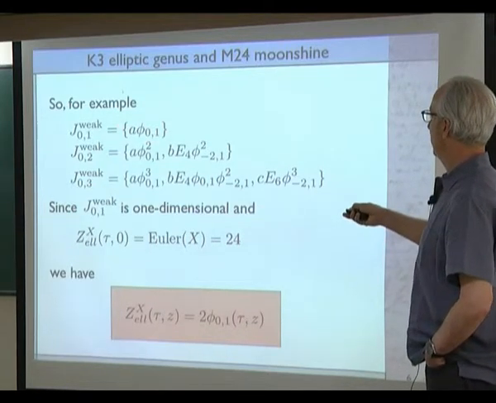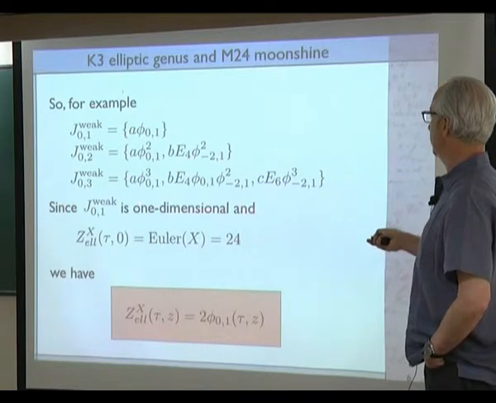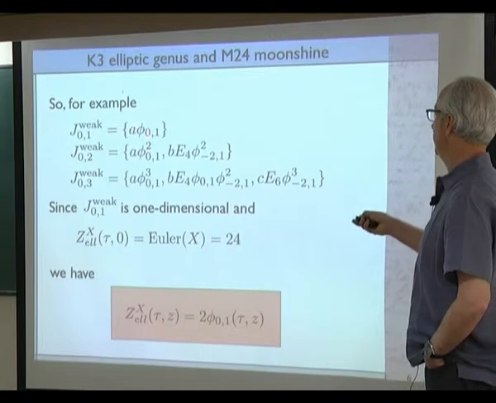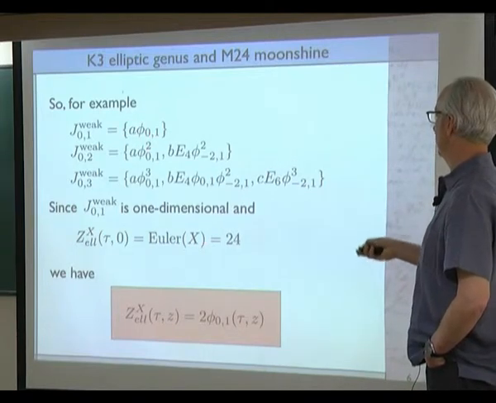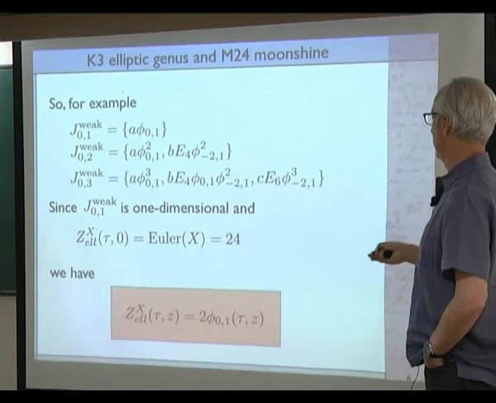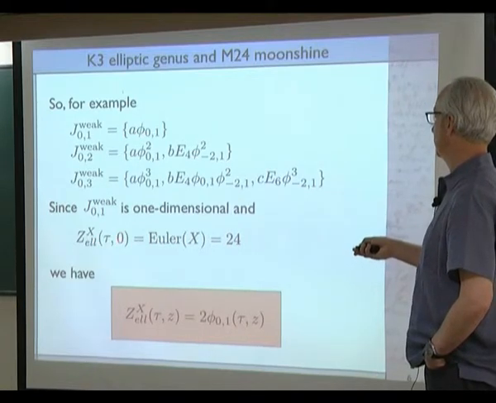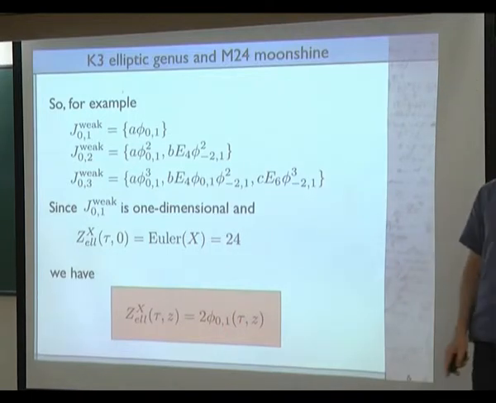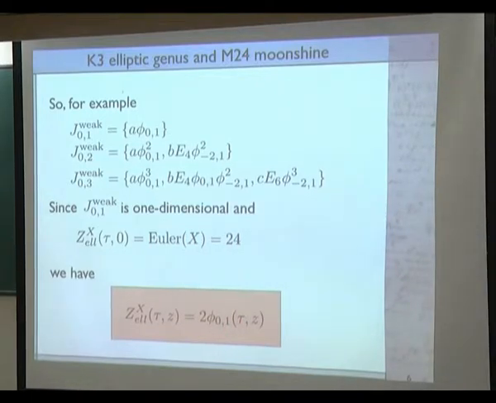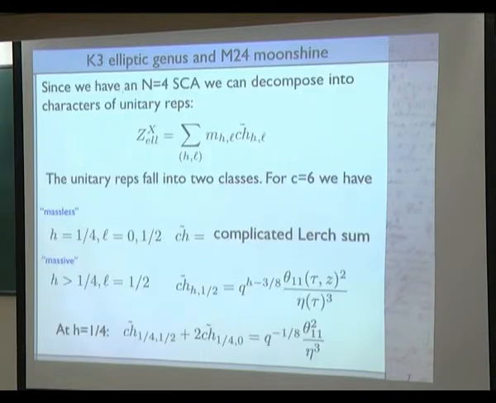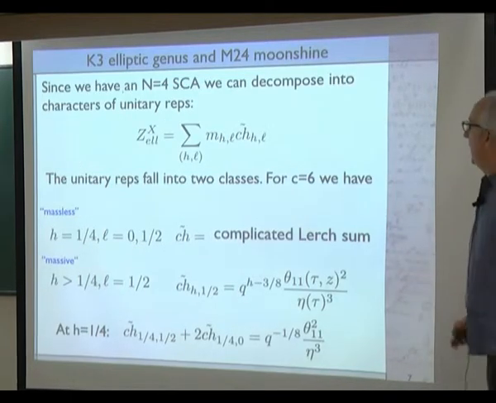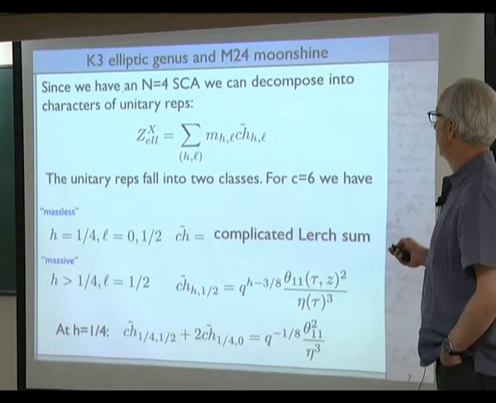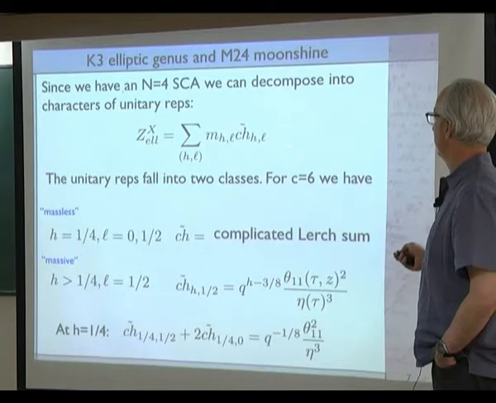So at weight 0 and index 1, you have a 1-dimensional space, and since the elliptic genus of K3 has to be a weak Jacobi form of this weight and index, all you have to do is to determine the constant in front, which you can fix by the fact that the elliptic genus at z equals 0 is the Euler number. So that gives you the elliptic genus in terms of this one weak Jacobi form. And then since there's an N equals 4 superconformal algebra at play, you can decompose this elliptic genus into characters.